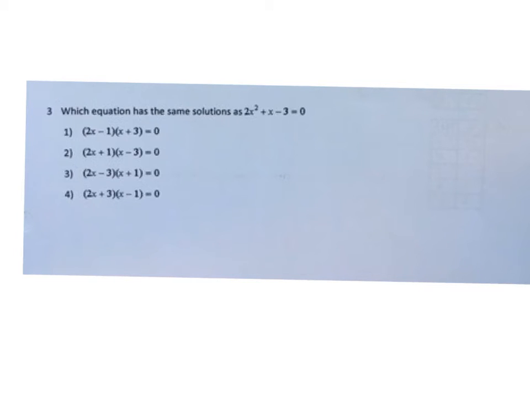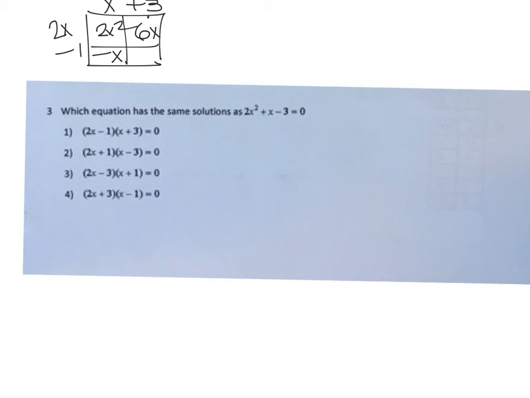So for number 1, x minus 1, x plus 3, so we get 2x squared. Negative 1 times x is negative x. I have 3 times 2x, which is 6x. Negative 1 times 3 is negative 3. So the outcome for here, when we combine the two diagonal terms, is 2x squared plus 5x minus 3. And that's not what we're looking for, so we have to keep going.